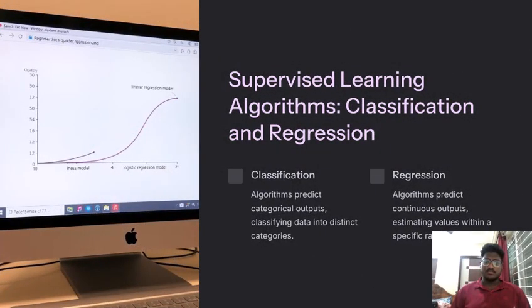Supervised learning algorithms. There are two types of learning algorithms: classification and regression. Classification algorithms predict categorical outputs, classifying data into distinct categories. Regression algorithms predict continuous outputs, estimating values within a specific range.